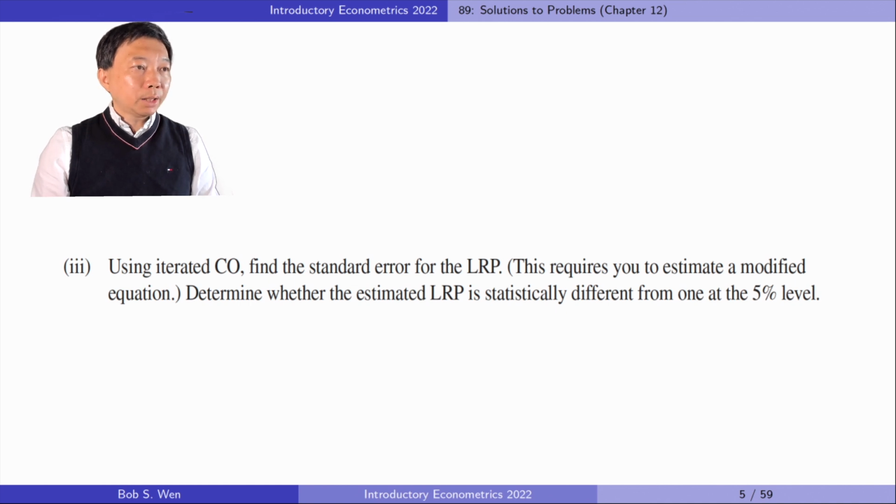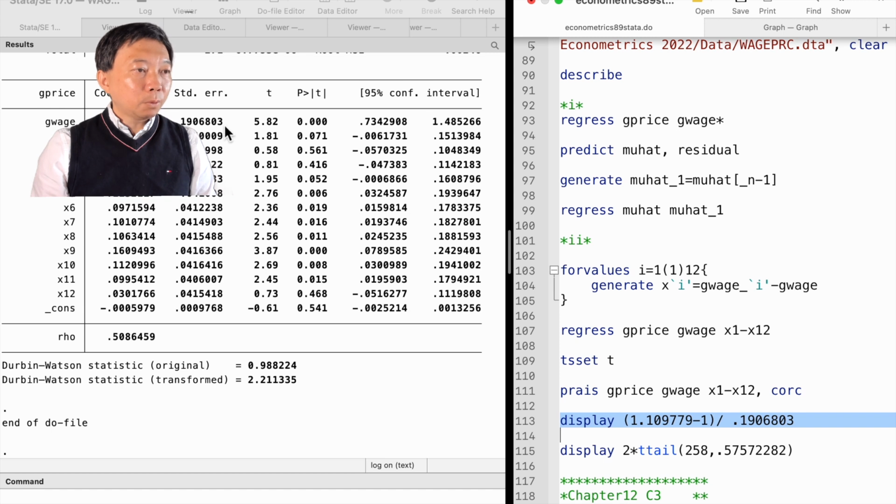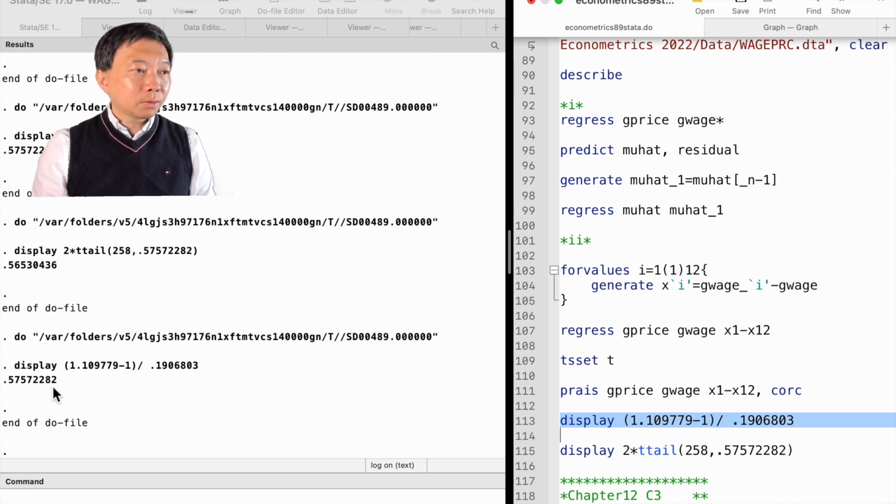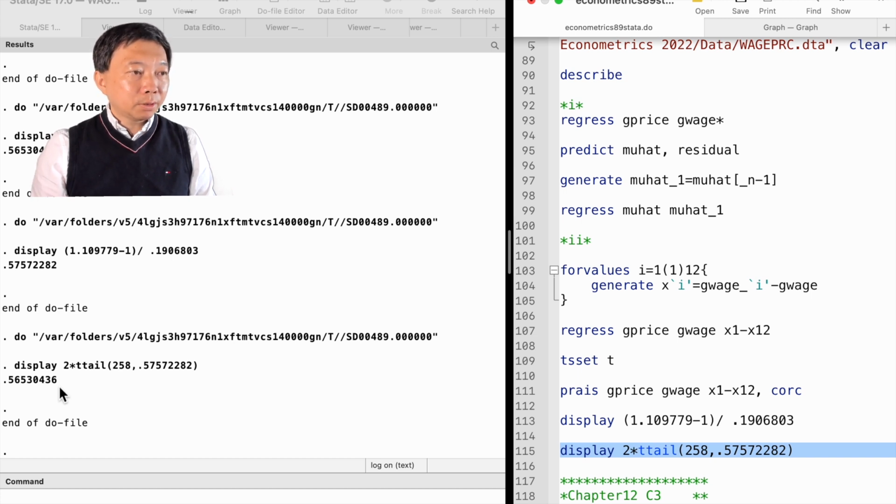In part 3, using iterated Cochrane-Orcutt, find the standard error for the long-run propensity. Determine whether the estimated long-run propensity is statistically different from 1 at the 5% level. The standard error is 0.191. The t-statistic for the null hypothesis is 0.58, and its p-value against a two-sided alternative is 0.57. We could not reject the null hypothesis at any reasonable level. The long-run propensity is not statistically different from 1 at the 5% level.